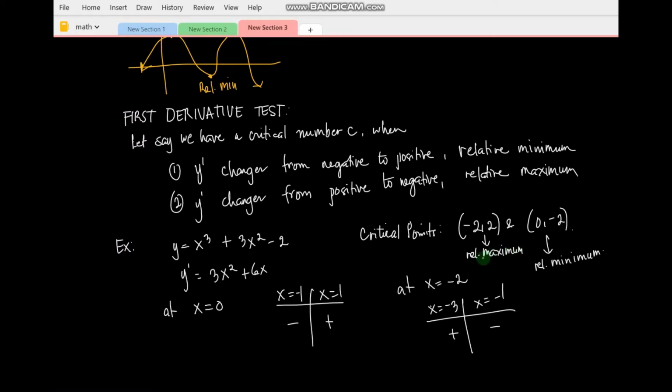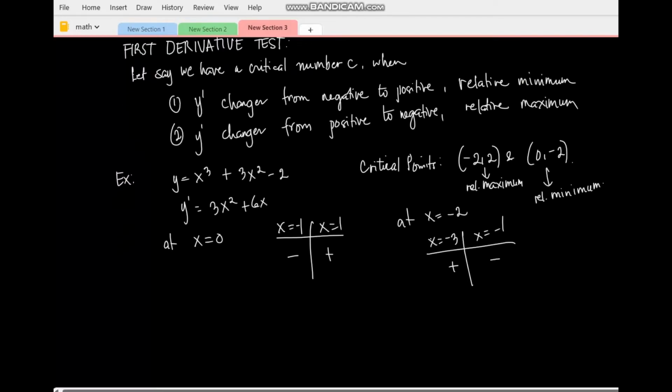What does this mean? It means that negative 2 is higher compared to the points nearest to it. So the point at 0, since it is a relative minimum, is lower compared to the other points nearest to it. Okay? So that's all there is to it. That's how you get the relative maximum and relative minimum. Okay? Let's have another example.